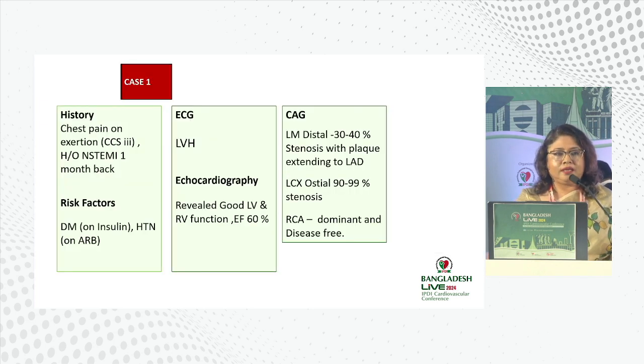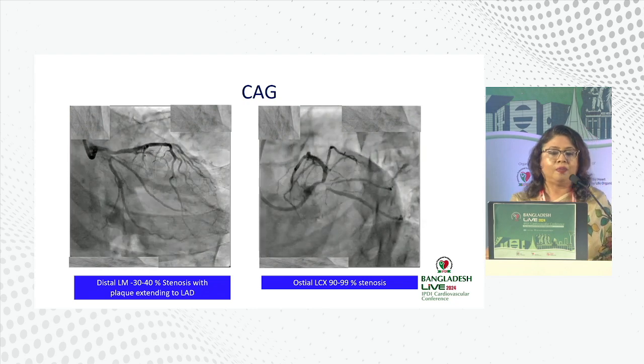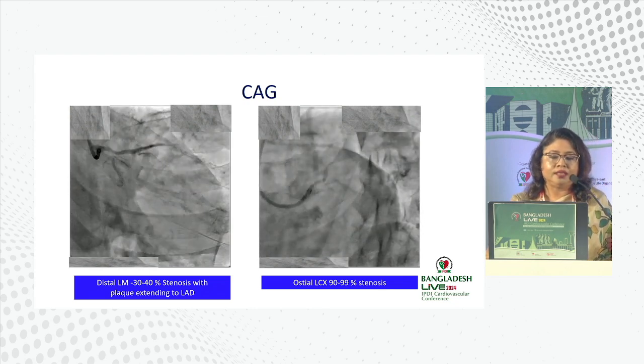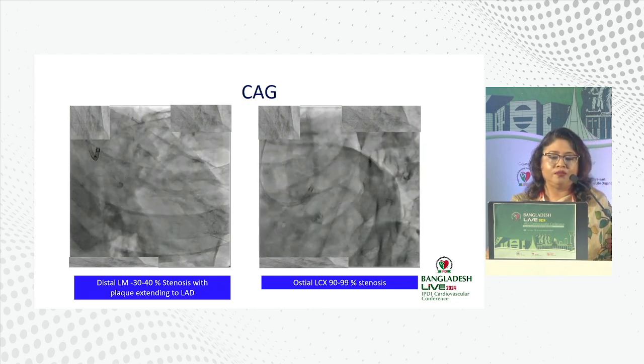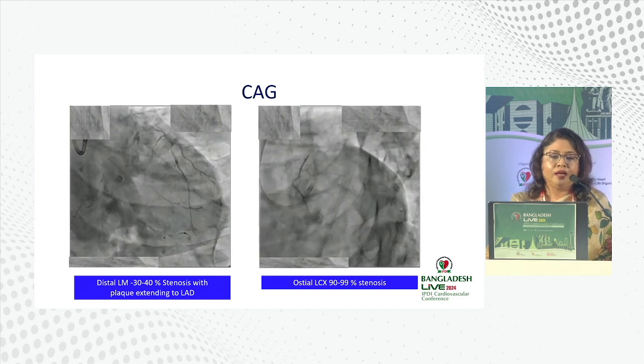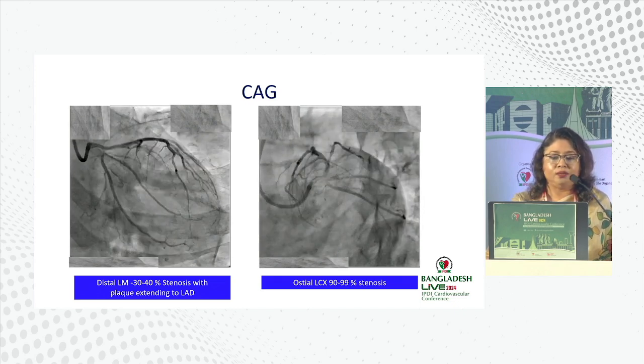So, it's a story of LM complication. First case: a gentleman, 55 years, came with chest pain on exertion. He had a history of non-STEMI 1 month back. He was diabetic, hypertensive, and echo was normal. The angiogram showed a distal LM 30 to 40% stenosis with plaque extending to LAD, and ostial LCX was 90 to 99%.